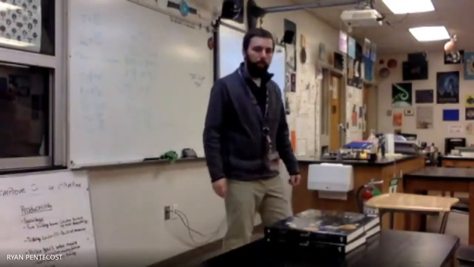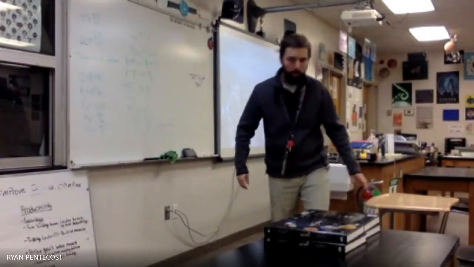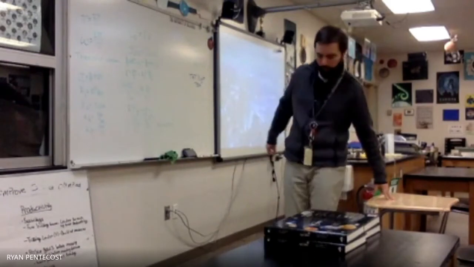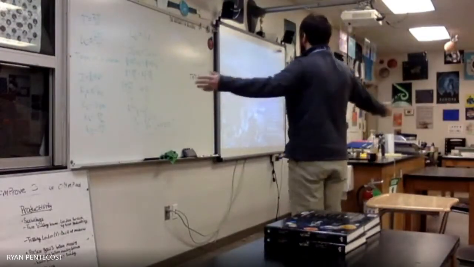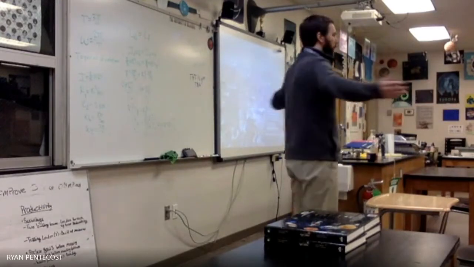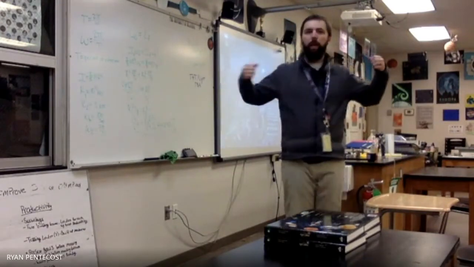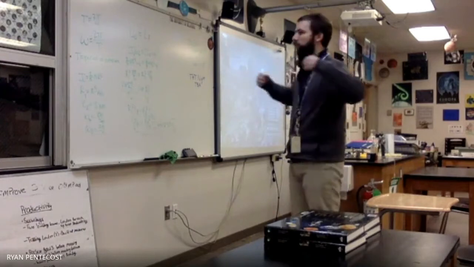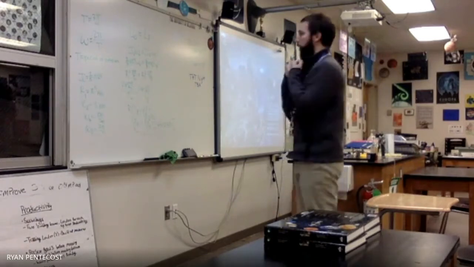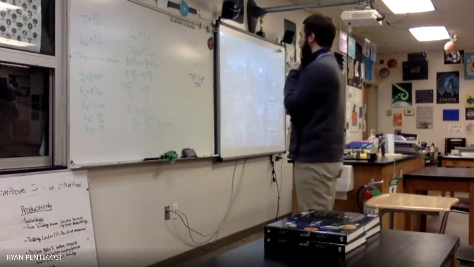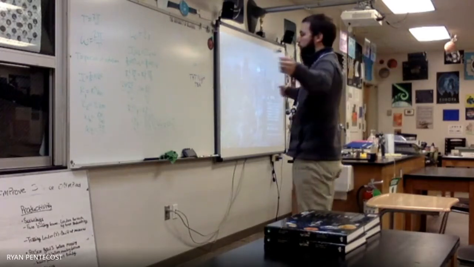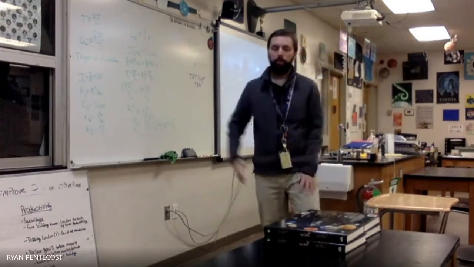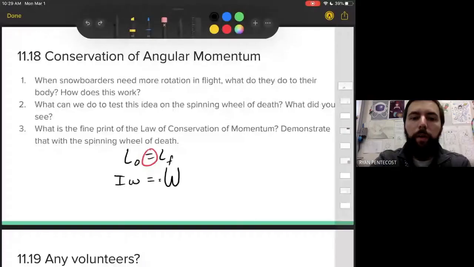When I set the spinning wheel on the ground and I stand on it, and I spin myself, okay, I have an initial angular velocity. Now you'll notice as I pull my arms in, now I rotate faster. And now as I pull my arms in tighter, now I'm moving faster. Now as I push my arms out, I am now moving much slower. Same concept, right?